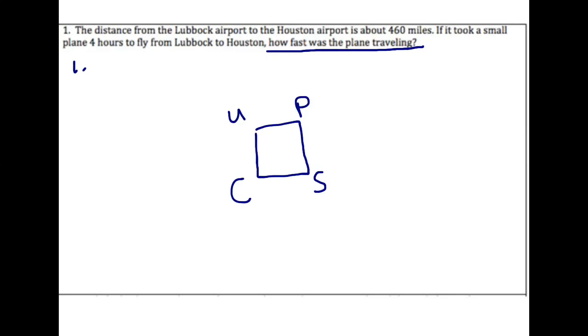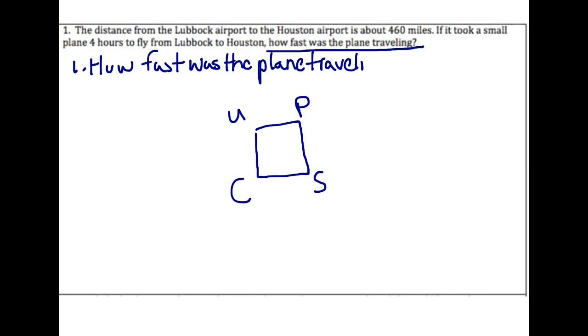So number 1, I'm going to go ahead and put how fast was the plane traveling? Question mark. Next, question 2, what are the facts?